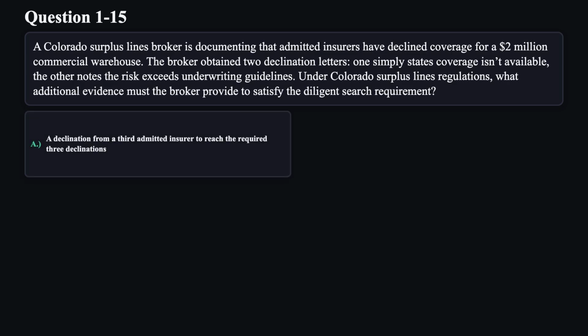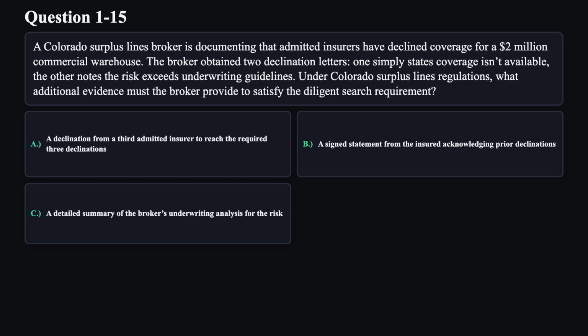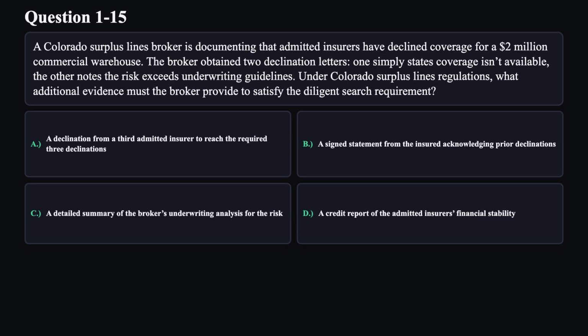A. A declination from a third admitted insurer to reach the required 3 declinations. B. A signed statement from the insured acknowledging prior declinations. C. A detailed summary of the broker's underwriting analysis for the risk. D. A credit report of the admitted insurer's financial stability.